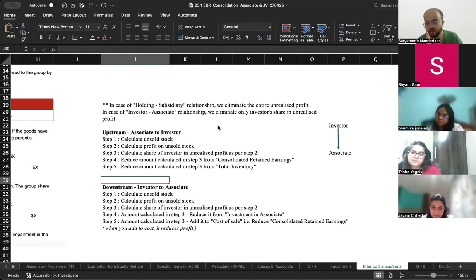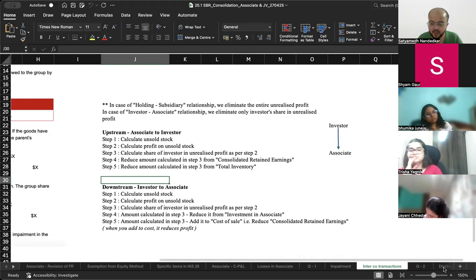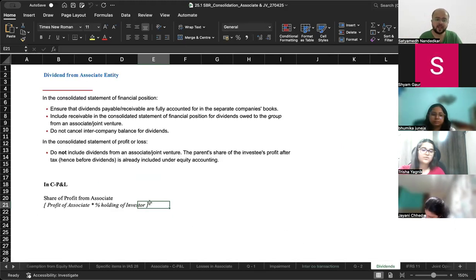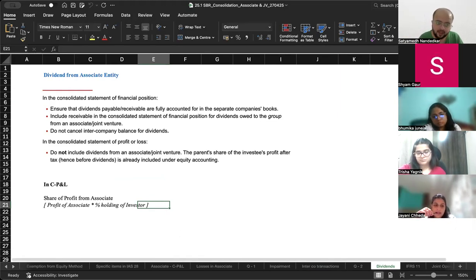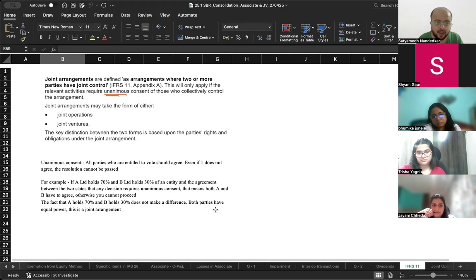हाँ, पूछा तो, you should be prepared to tackle anything that happens between investor and associate. Then dividends from associate entity do not include in consolidated P&L. In consolidated cash flow statement आपको include करना पड़ सकता है.